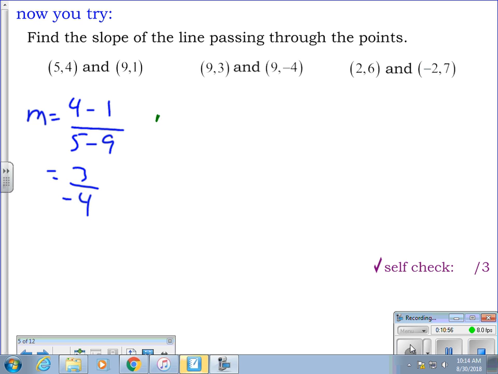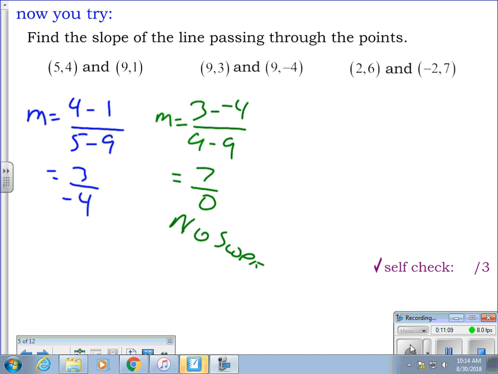Second one, slope is y minus y, 3 minus negative 4, over x minus x, which is 7 over 0. So this one's no slope. Last one, my slope is 6 minus 7 over 2 minus negative 2, which is negative 1 over 4. Negative 1/4.